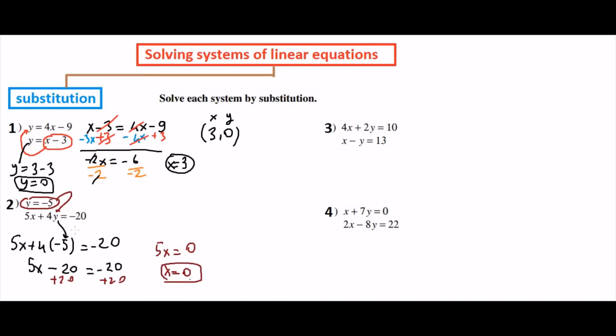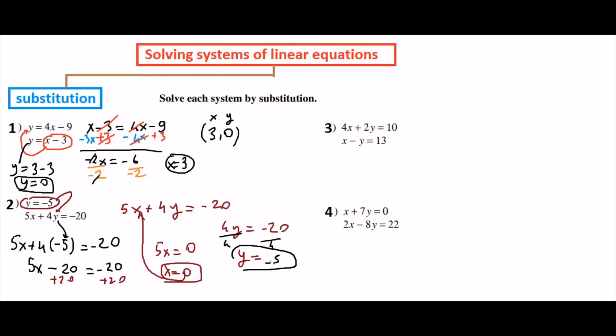So if x is 0, what is the value of y? Then in the original equation, which is 5x plus 4y equals negative 20, I plug in the x value as 0. So 5 times 0 is 0. 4y equals negative 20. Then y equals, divide both sides by 4, so y equals negative 5. So here our solution point is x 0, y negative 5, which is (0, -5).